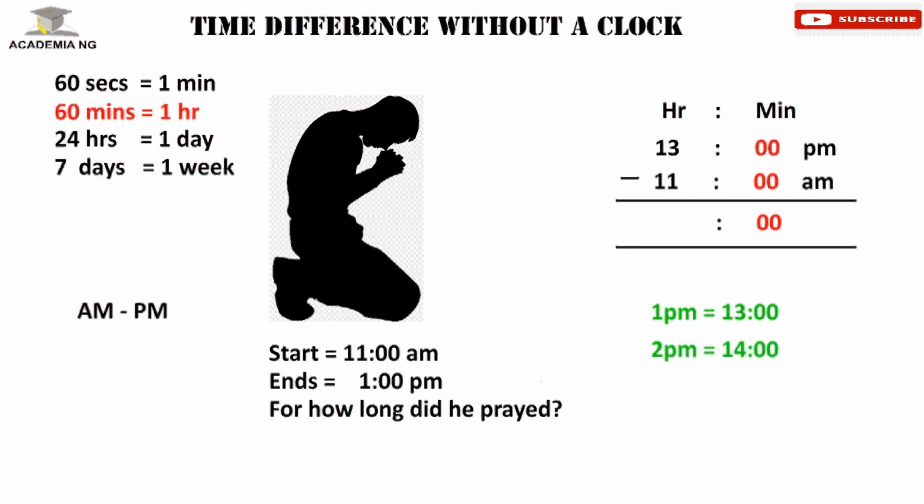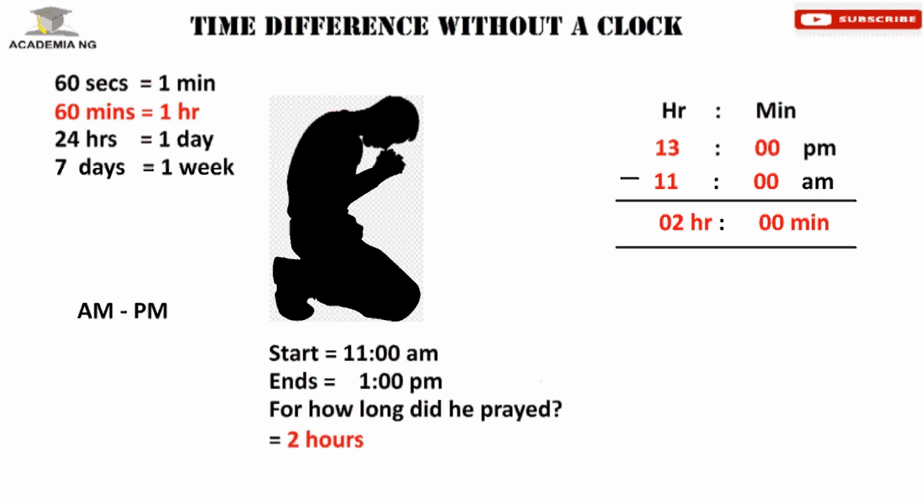2 p.m. is the same as 14 o'clock, and so on. Mind you, I said 1 p.m., not 1 a.m. 1 p.m. and 1 a.m. is not the same, but here it's 1 p.m. So we can convert it to standard time by adding 12 to it to get 13. So it becomes 13 minus 11 equals 2. So the man has been praying for 2 hours.